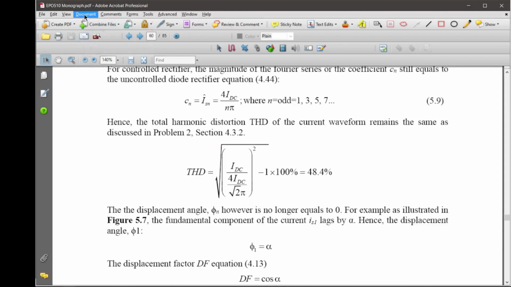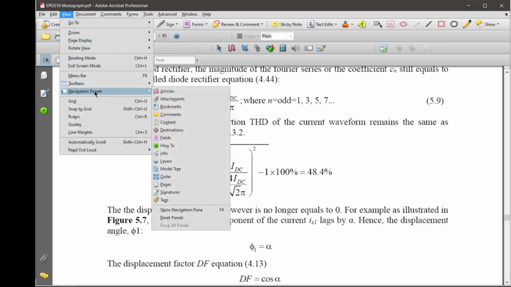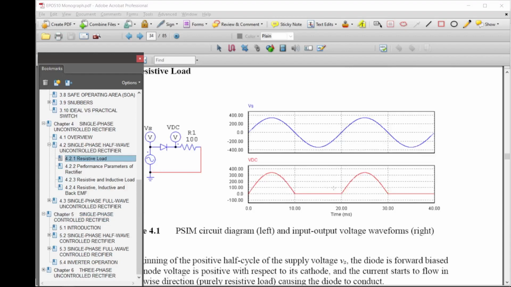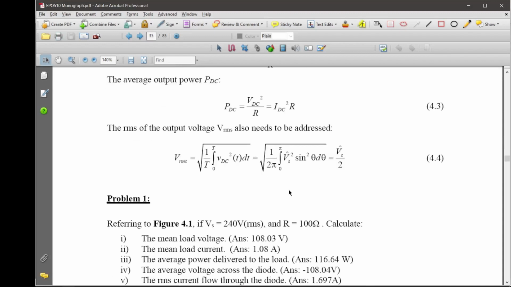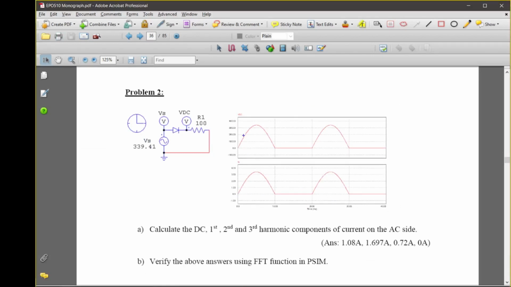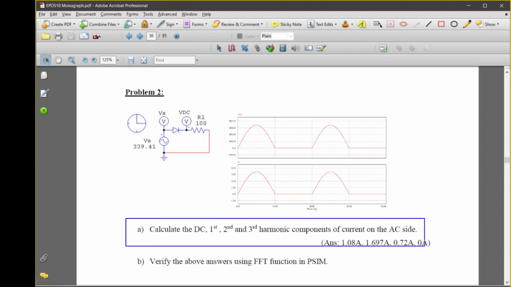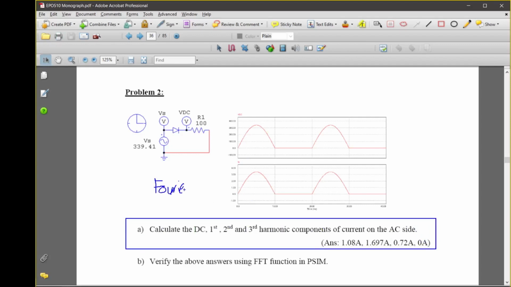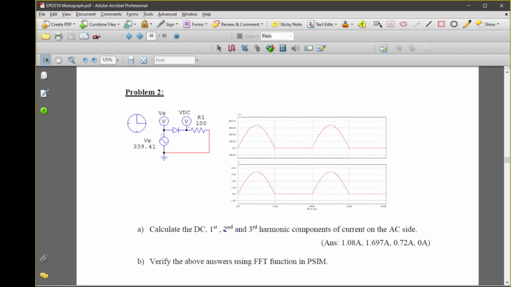Right. So we come back to view, navigation pane, bookmarks. I want to come back to the resistive load. Very simple. Yes, problem number 2 here. Okay, so this is the output voltage and the current. So I want you to do this. Calculate the DC first by using the Fourier analysis. Okay, show me the steps to get the Fourier series, so that you can calculate what the DC is. DC is the average, isn't it? The average value, but you need to analyze the circuit, whether it has symmetry or not, and then try to perform an and bn. Okay, you show me that first so that you can verify the answer.